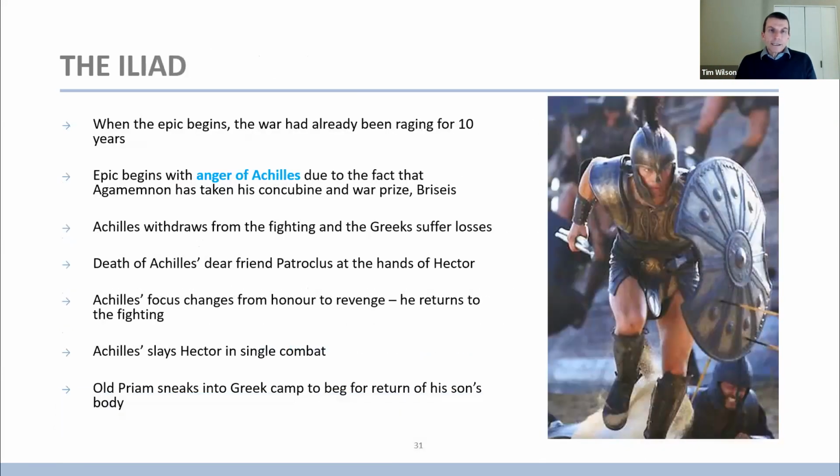So the Iliad, this is a very brief overview of the whole epic. When the epic begins, the war has already been raging for 10 years. We begin with the anger of Achilles due to the fact that Agamemnon has taken his war prize, Briseis, and we'll look right into why he had to do that in the next lecture on book one.